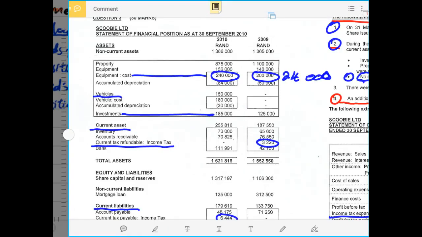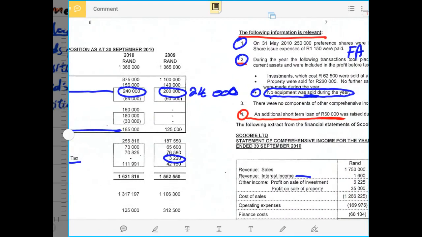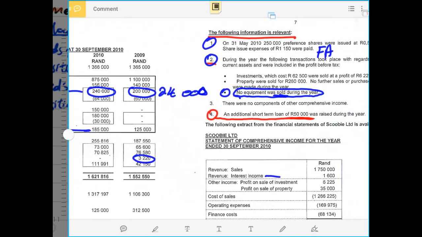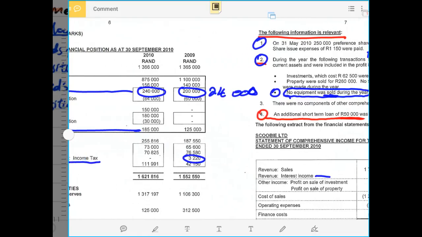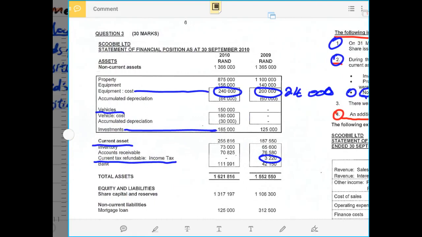And if you see now, under additional information, the next one is number 3. Let us go to number 3 first. Number 3 says there were no components of other comprehensive income. Okay, that is good. Then number 4, an additional short-term loan of 50,000 was raised. So now this has to do with the financing activity. That means now we must go to our balance sheet. When you're done with the adjustment, go to the balance sheet and you look for other non-current assets that were not taken into account in the adjustments or additional information.